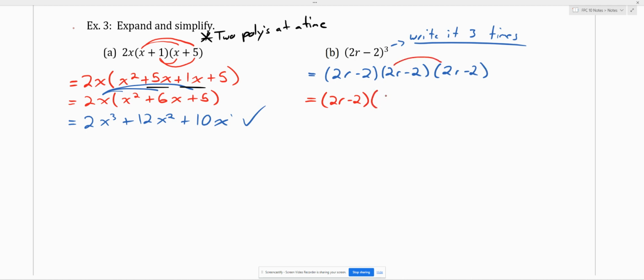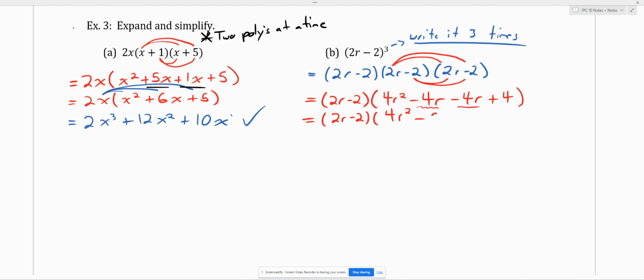So 2r times 2r is 4r squared. 2r times negative 2 is negative 4r. Then negative 2 times 2r is negative 4r. And negative 2 times negative 2 is plus 4. Again, we're going to combine like terms. I have 2 of them, this one and this one. So that's going to combine to give me negative 8r plus 4.